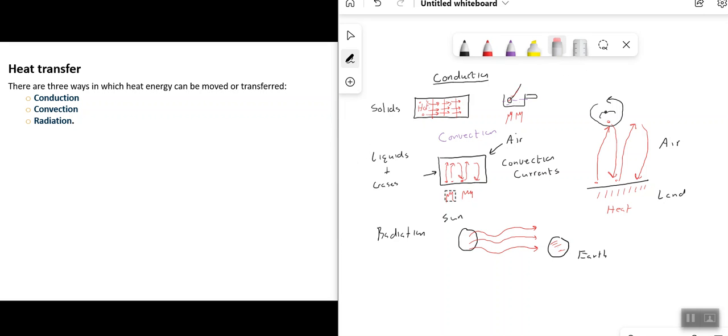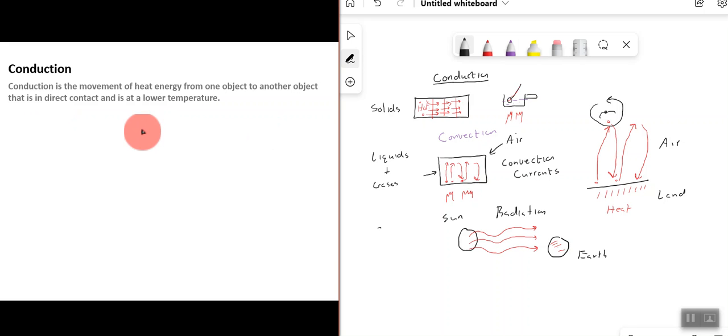If I put that here, radiation. So essentially, the heat is radiating out from the sun. So let's look at these.